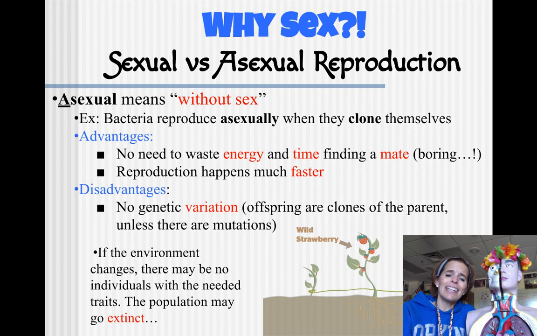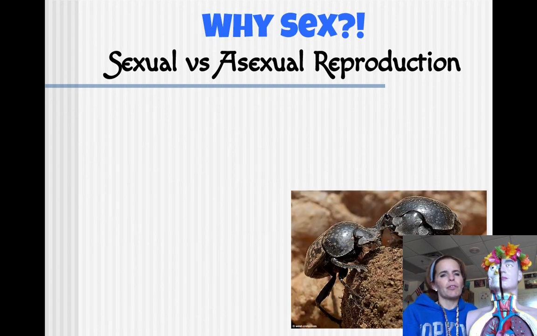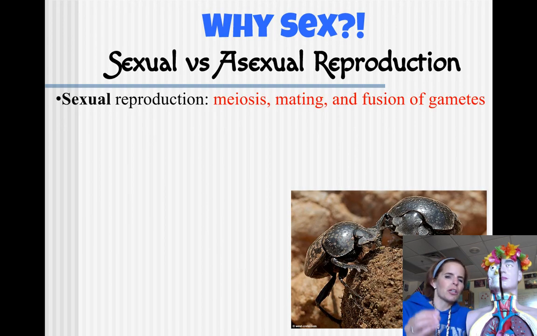The reason we care about that is that if the environment changes and everybody's a clone, there may be no individuals with the needed traits. That population is at risk for going extinct when everybody's a clone. However, with sexual reproduction, which includes meiosis, the mating, and then the fusion of the gametes, we have certain advantages.